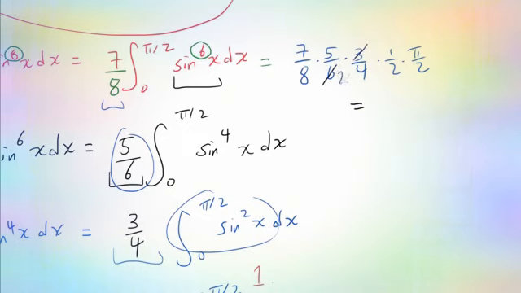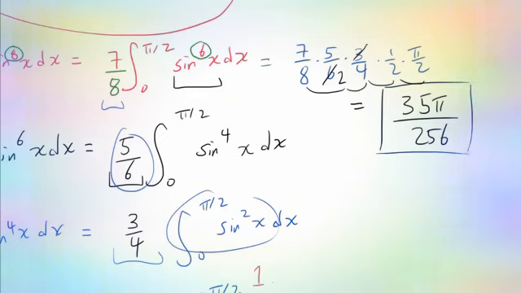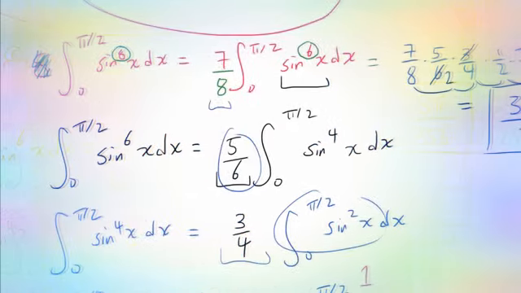3 and 6 cancel out, leaving 2 down below. And we are going to have 7 times 5, 35 pi over 16, 64, 128, 256. So it looks like our answer is 35 pi over 256. But before we are 100% sure of our answer, we have to prove our assumption.